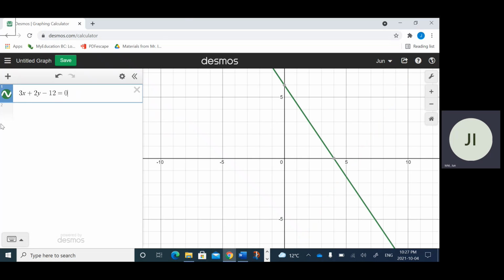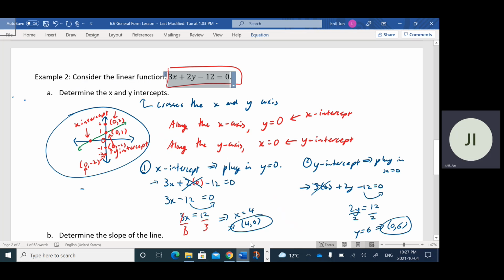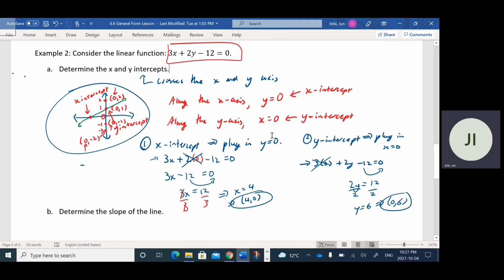Okay, so let's take a look here. This is the graph of the equation that was given to us. You'll see that the y-intercept here is at (0, 6), and the x-intercept is at (4, 0), which are the two intercepts that we got. (0, 6) was our y-intercept, (4, 0) was our x-intercept. All right, so that just confirms it. Cool.